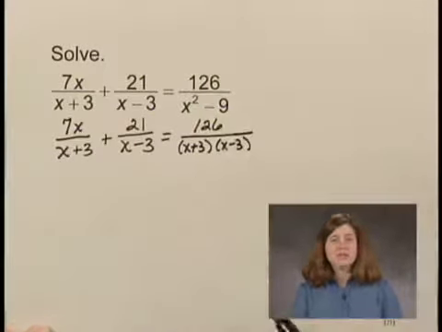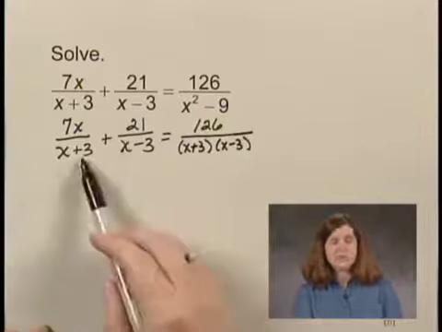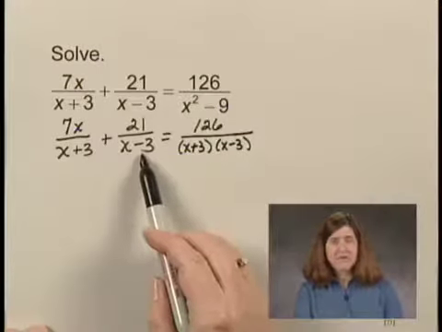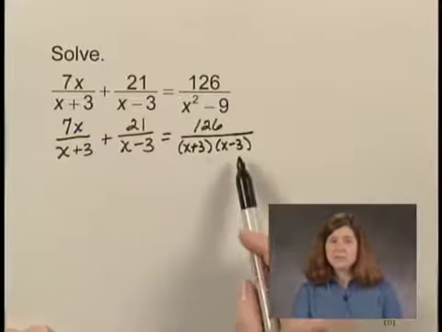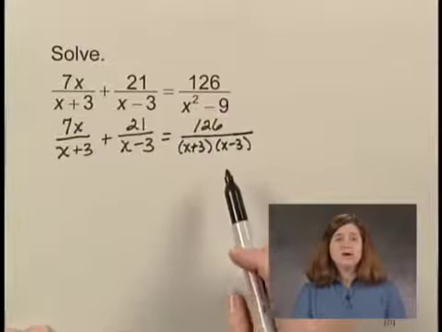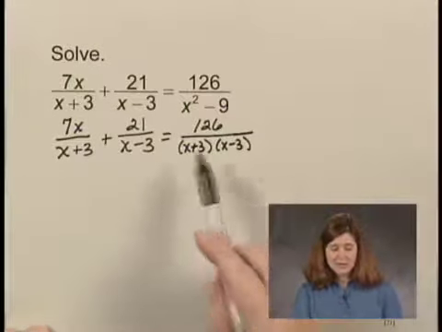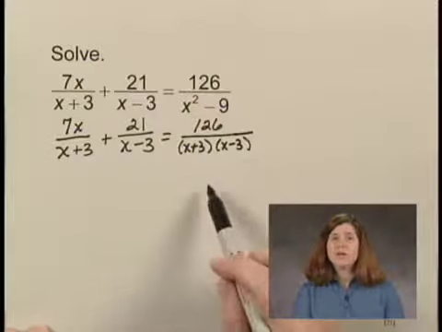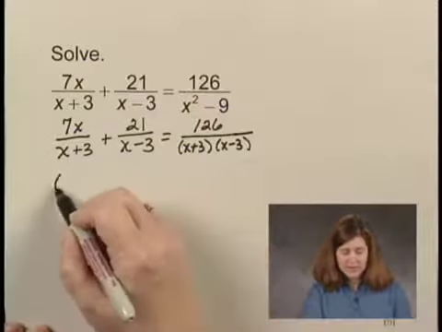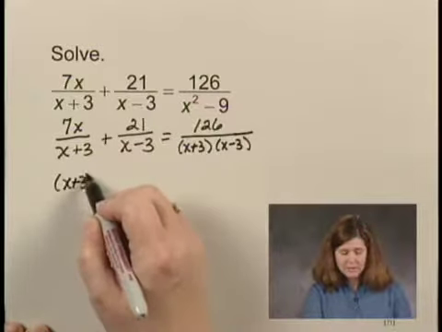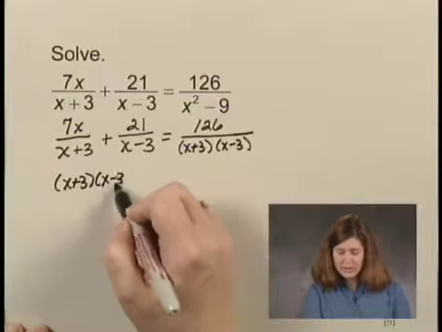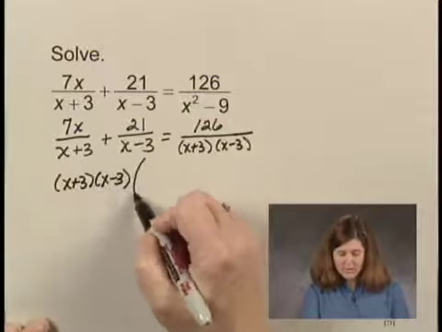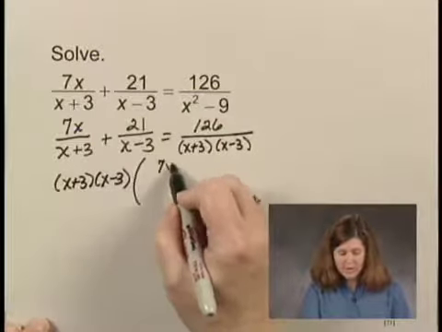Now looking at the denominators, I have x plus 3, x minus 3, and x plus 3 times x minus 3. So the least common multiple of the denominators is x plus 3 times x minus 3. I multiply on both sides of the equation by that least common multiple. I multiply the left side of the equation by that.